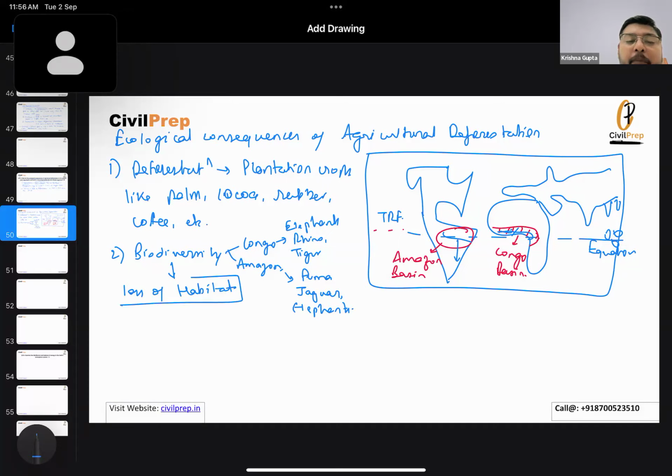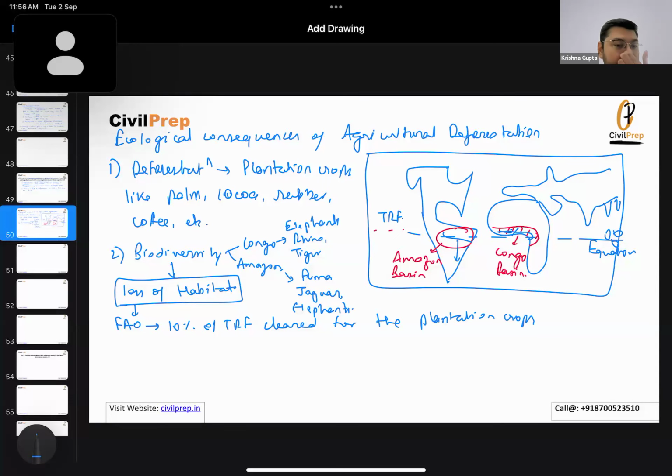So according to a report provided by UN FAO, every year 10% of the tropical rainforest is being cleared for the plantation crops. Okay, so this is one of the data which we see here, which is happening every year.